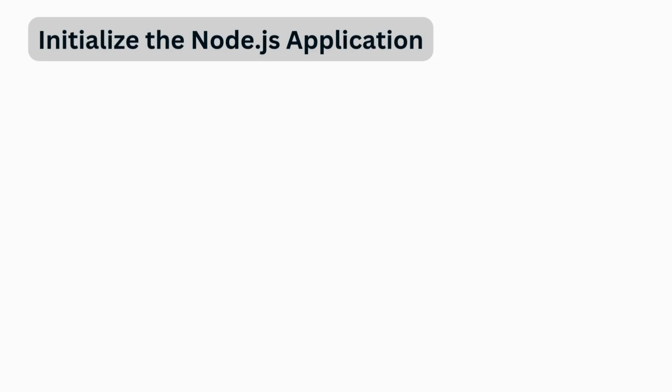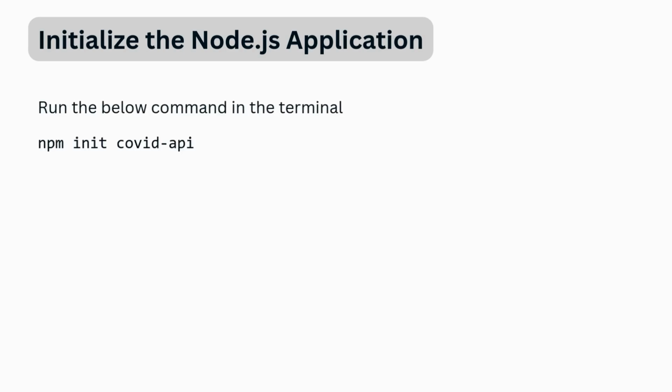Now that we have seen the APIs exposed by Rapid API, it's time to call these APIs from our Node.js API. First, we will need to initialize the project. To do so, run the command shown on the screen in the terminal. Go with the default options. Those options are good for us as of now.